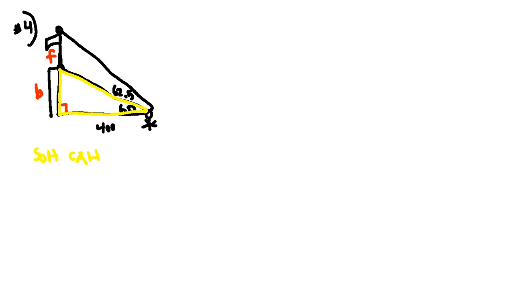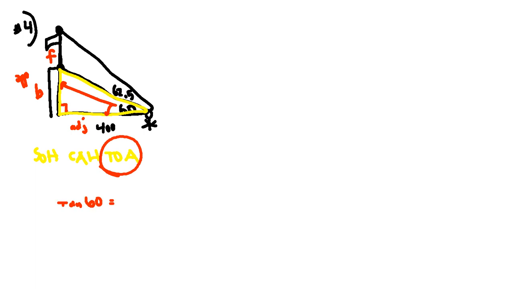How did I know that? Because it's a right triangle. So this is my opposite, OPP. This is my adjacent, ADJ, which means I can use TOA for this little triangle. All right, so let's do it. We know that the tan of 60 equals the opposite, which is B, over the adjacent, which is 400.